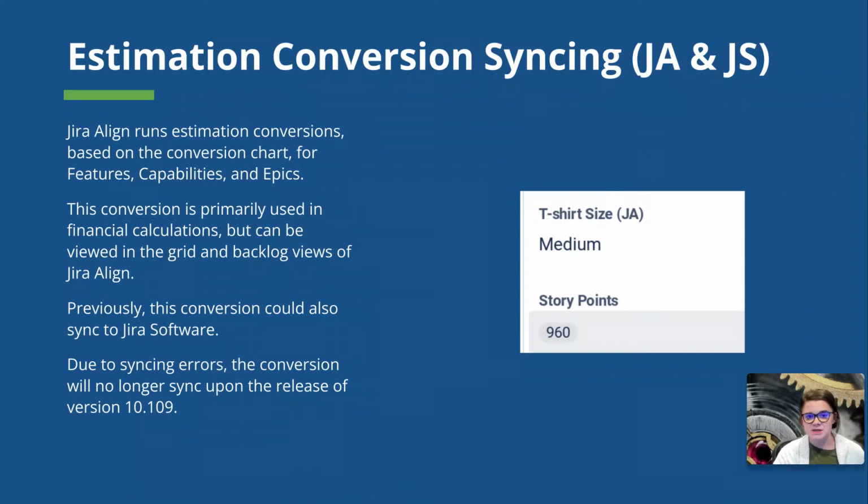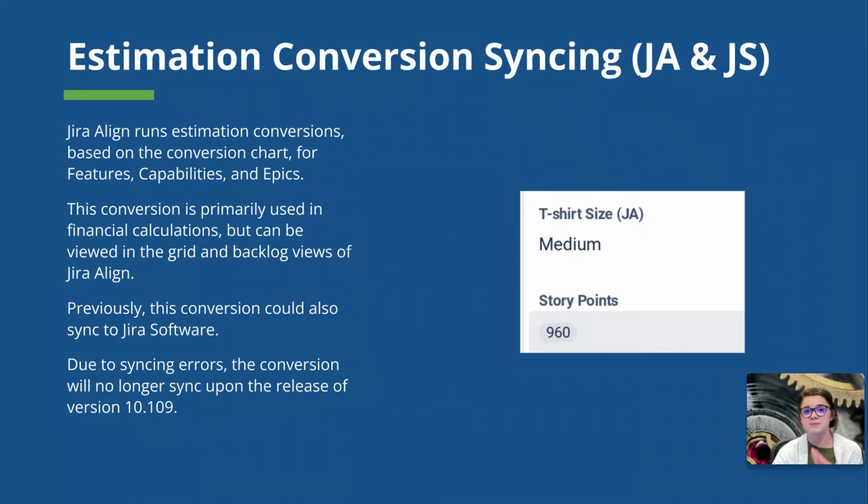Whatever your primary estimation statistic is in Jira Align, this should continue to sync accordingly. For example, if you use t-shirt size for your features, this value should continue to sync from Jira Align to Jira software. However, you're no longer going to see any updates in the story points fields in Jira software. Additionally, if you make changes to the story points field in Jira software at the feature level, that will have no impact to the feature in Jira Align.